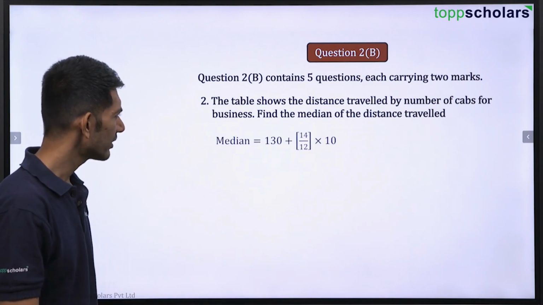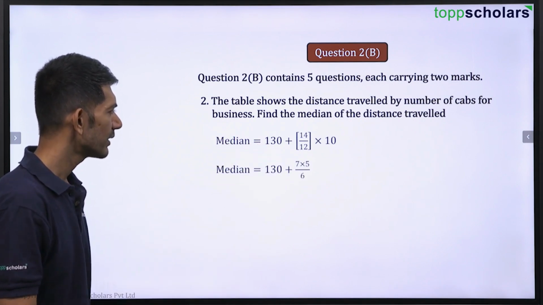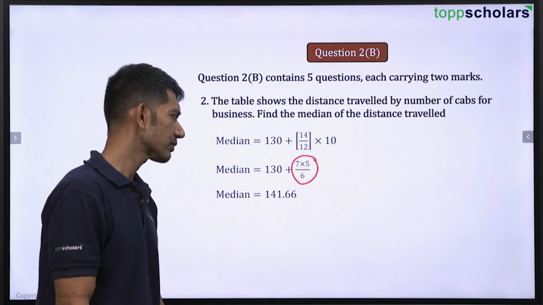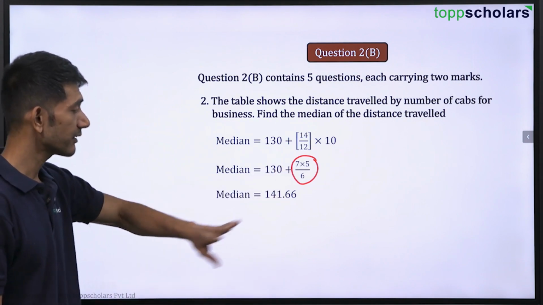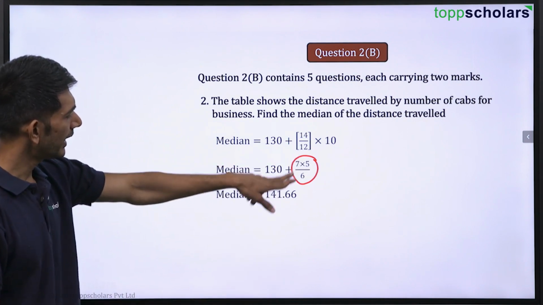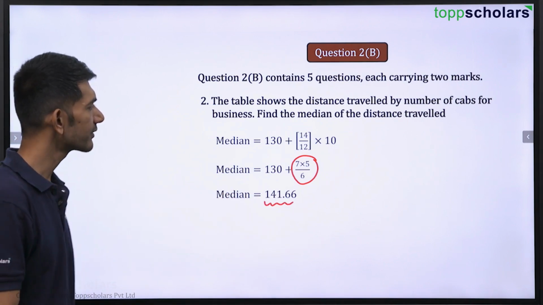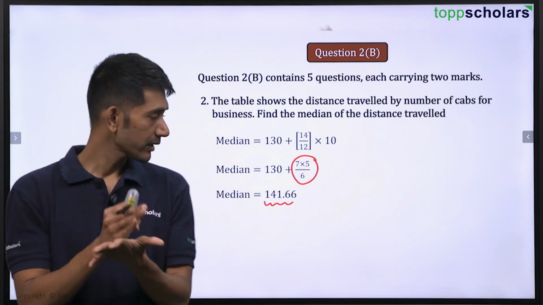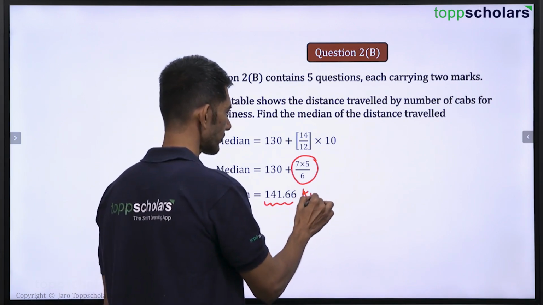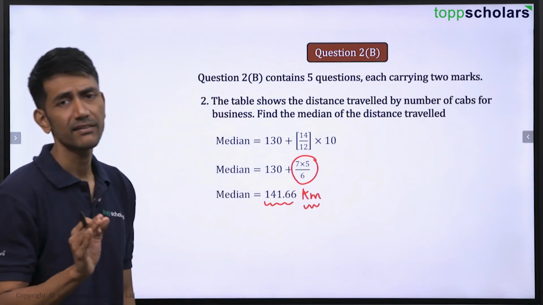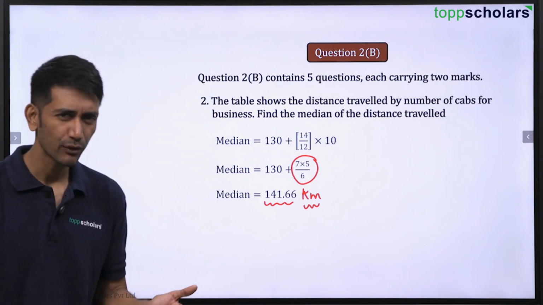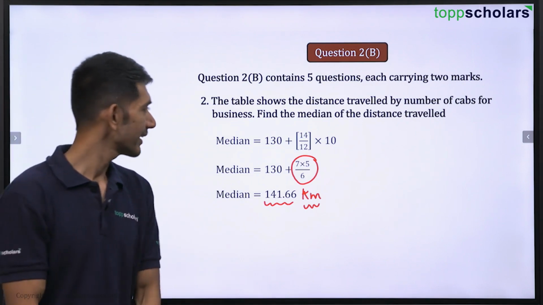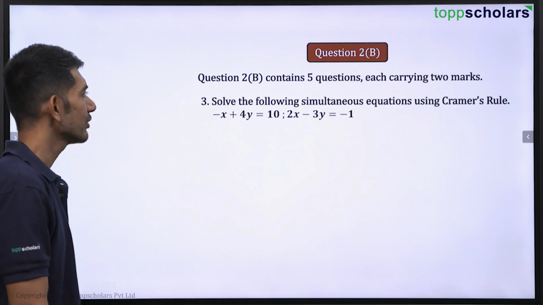Solve it. You know how to solve this now. So basic math. So 140 divided by 12, 7 multiplied by 5 by 6, that is 35 by 6, and this is recurring, of course. And you get 141.66 as the median. That means what? 141.66 kilometer is the median distance traveled by the cabs. So half of the cabs are traveling less than 141.66. Half of the cabs have traveled more than 141.66 kilometers. Correct? Okay, very good. Let's continue further.